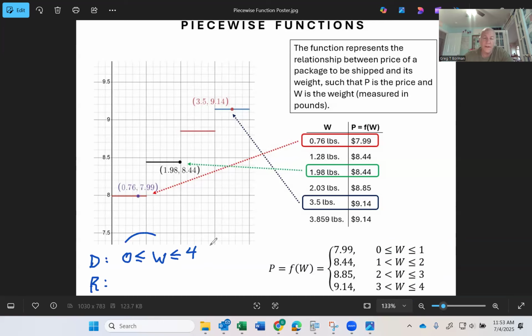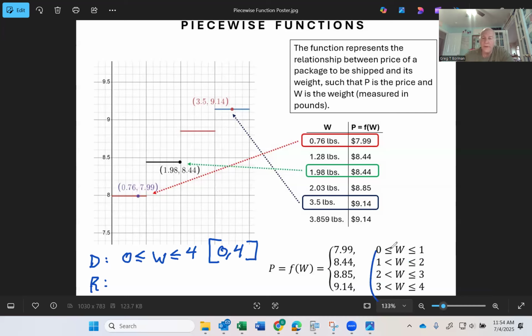And you can write it in inequality notation, or you can write it in interval notation, like that. And nothing from 0 to 4 gets skipped. Okay, it's not like we're skipping 2 pounds. Like, no, no, no, it's covered right there, because it has the or equal next to the two.